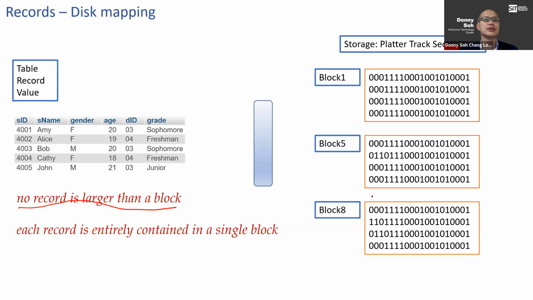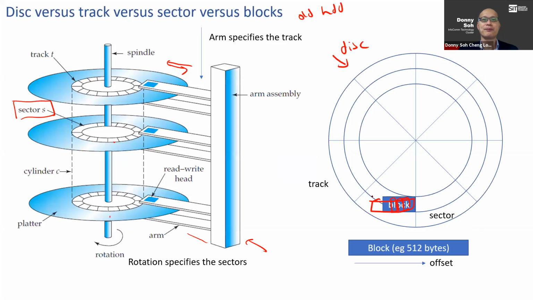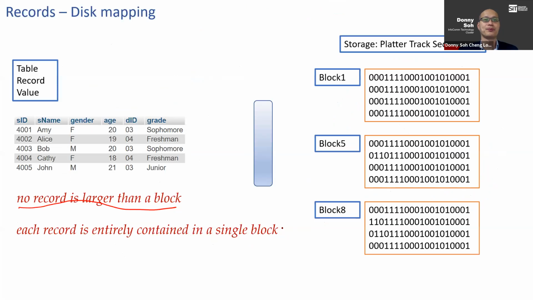The second assumption is that each record is entirely contained within a single block. Meaning this is block 1, block 2, and it will not have the scenario of a record that is split between two blocks. So these are the two assumptions that we'll have.